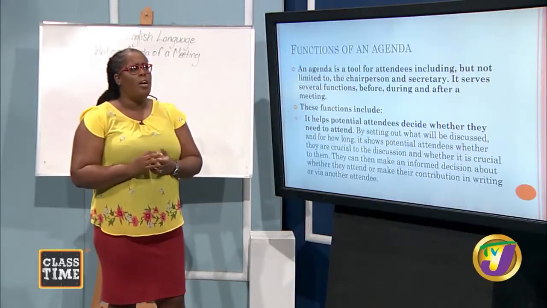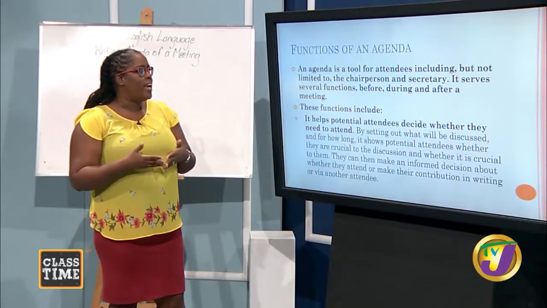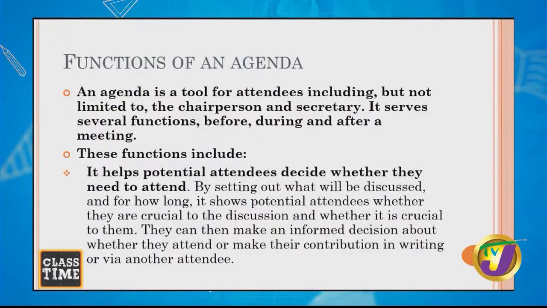All right, so we're now looking at the functions of an agenda. An agenda is a tool for attendees, including, but not limited to, the chairperson and secretary. It serves several functions before, during, and after a meeting. These functions include: it helps potential attendees decide whether they need to attend. Very important. By setting out what will be discussed and for how long, it shows potential attendees whether they are crucial to the discussion and whether it is crucial to them.